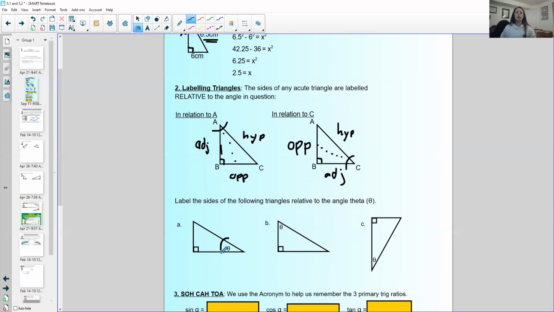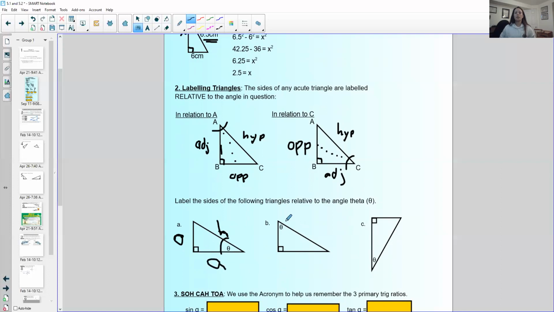If I'm looking at this one here, the longest side is my hypotenuse, so let's put an H. This is across, so this is the opposite, because opposite means across. And this is beside, which is adjacent, so this is the adjacent.